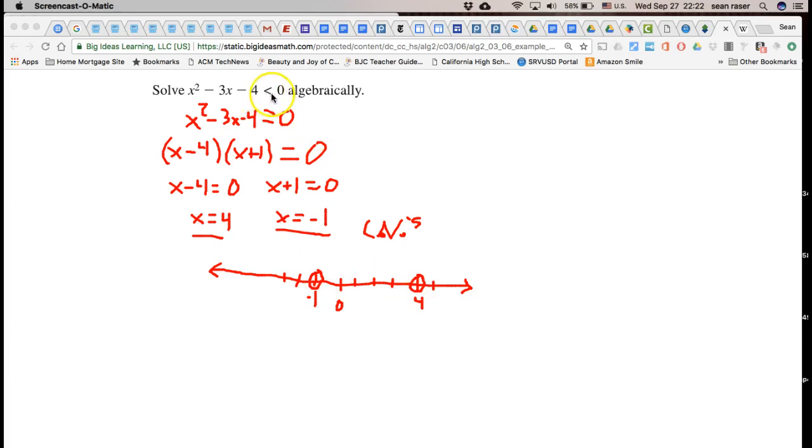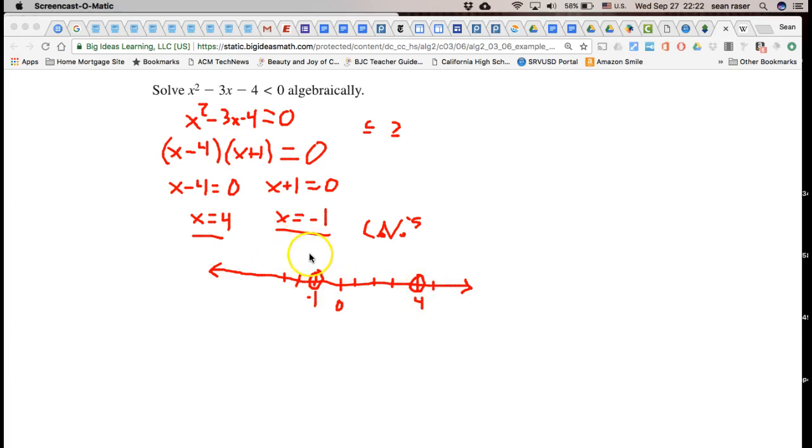If this was a less than or equal to, or a greater than or equal to, then we would make these shaded in, and these numbers would be part of our solution set. This is just like when you're figuring out if it's a dotted line or a straight line. Because there's no equal bar on the bottom, these are open circles on your critical values.